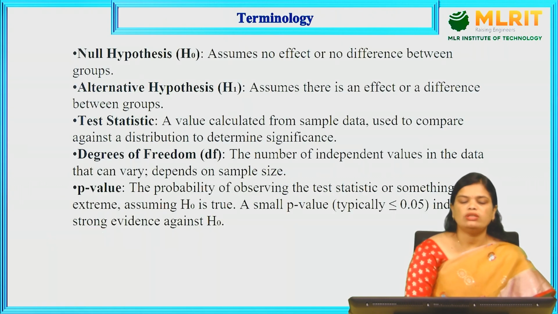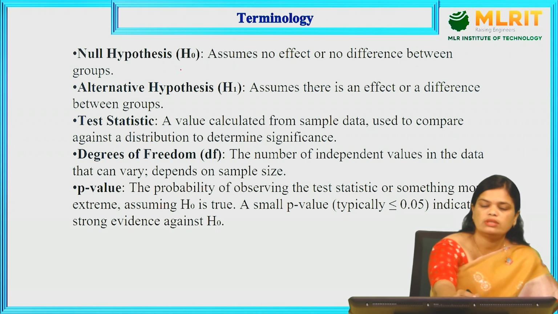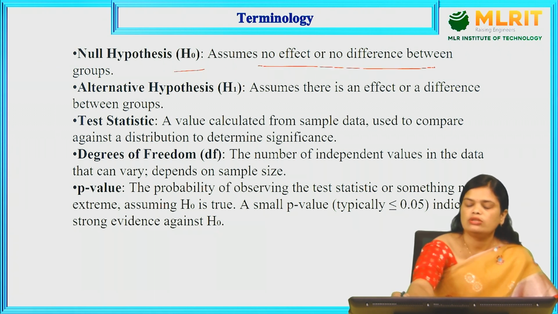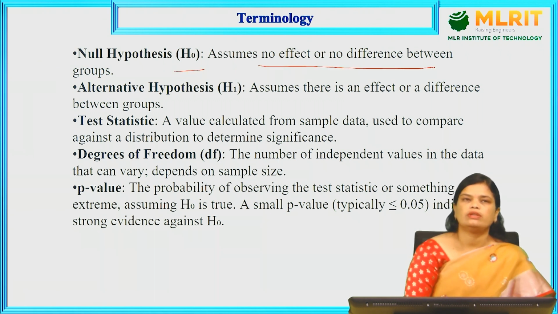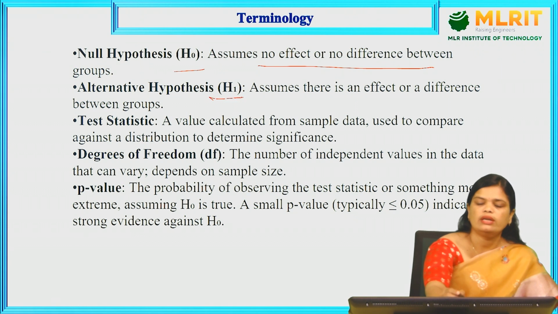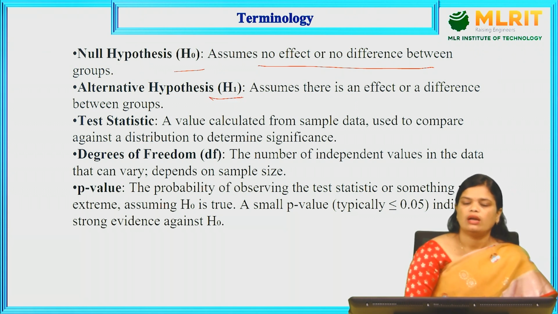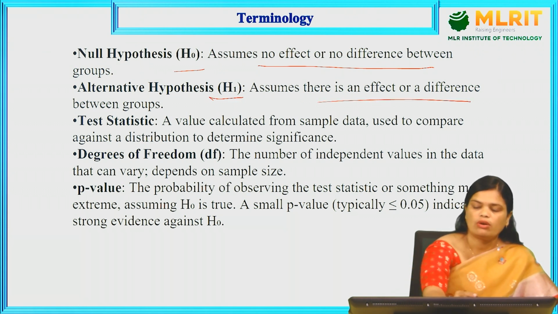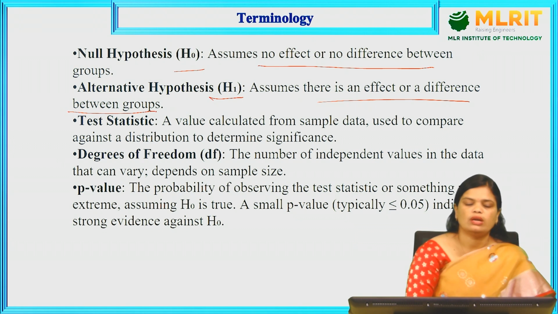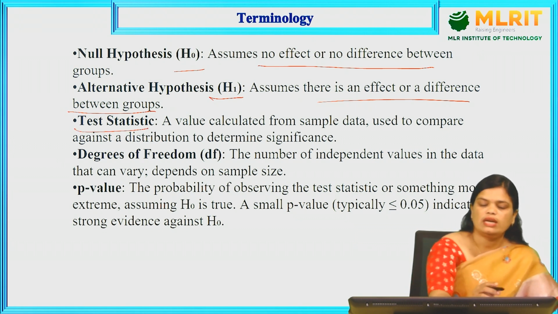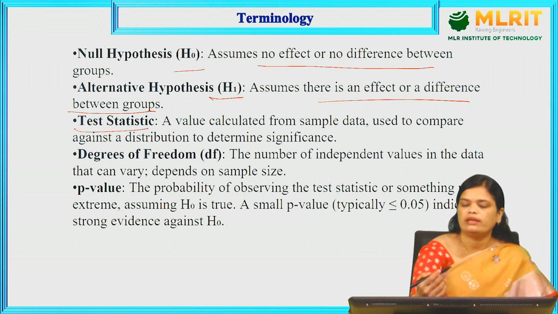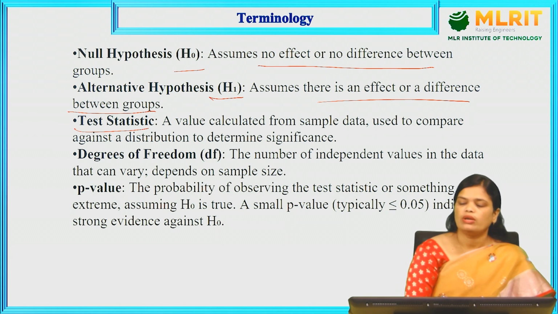The terminology we are going to use in the coming examples are null hypothesis, that is H0. Assume no effect and no difference between the groups. What is an alternate hypothesis? It is H1. Assume there is an effect or a difference between the groups. And test statistic, the value calculated from the sample data used to compare against a distribution to determine the significance level.